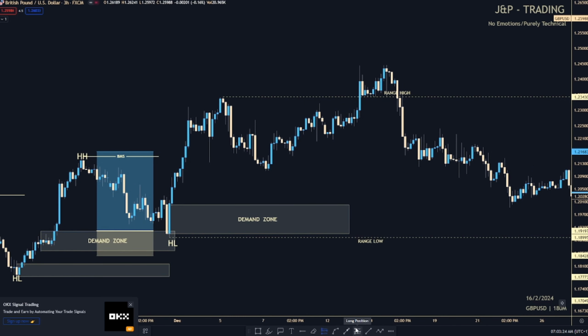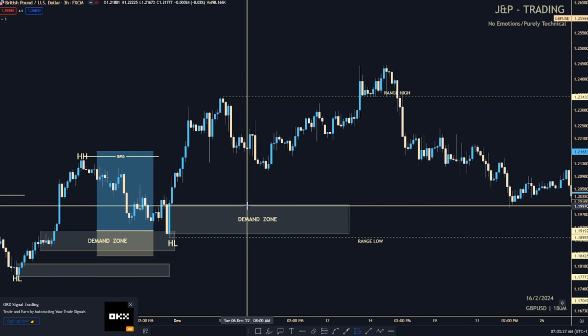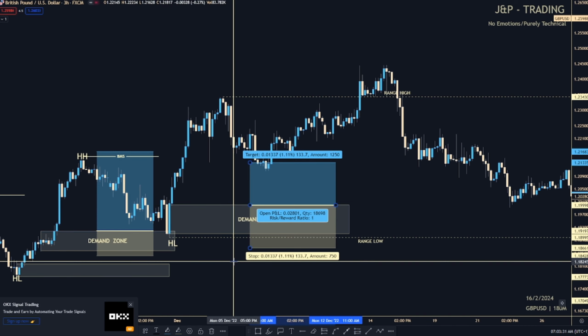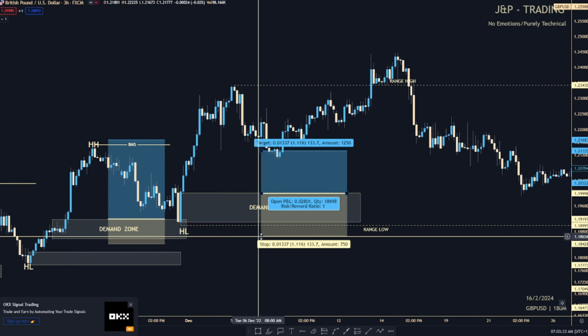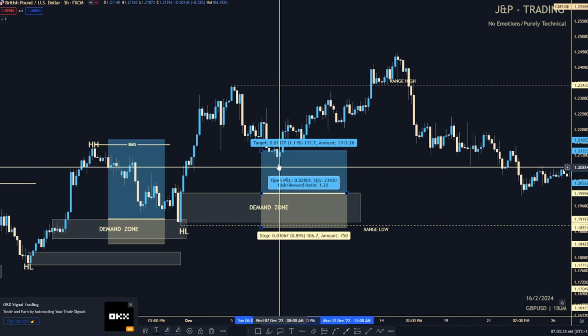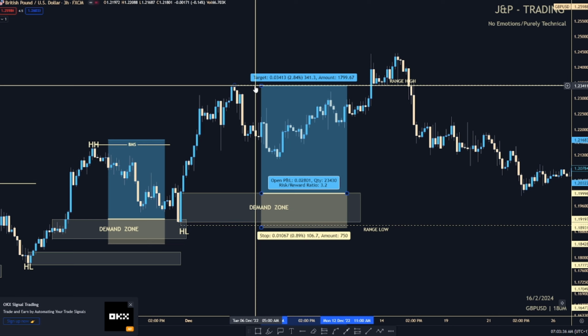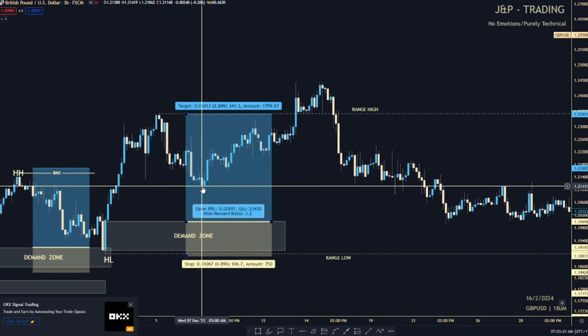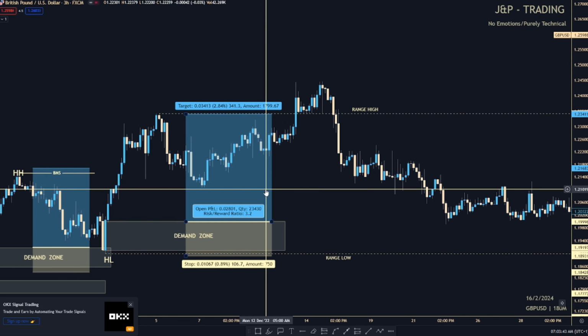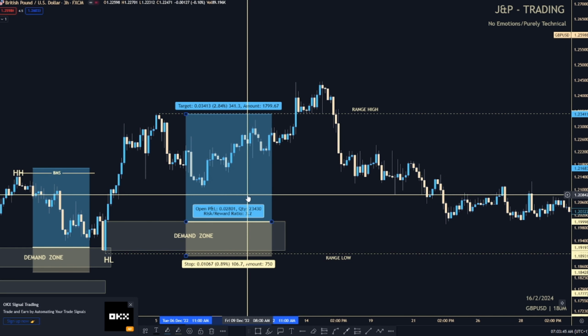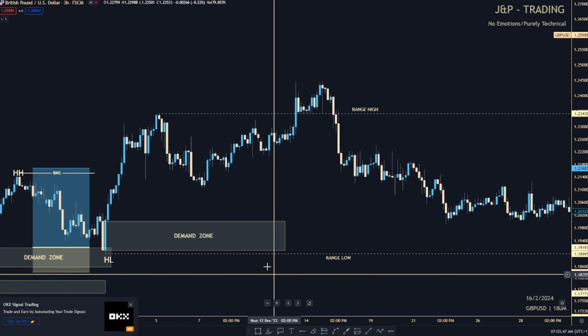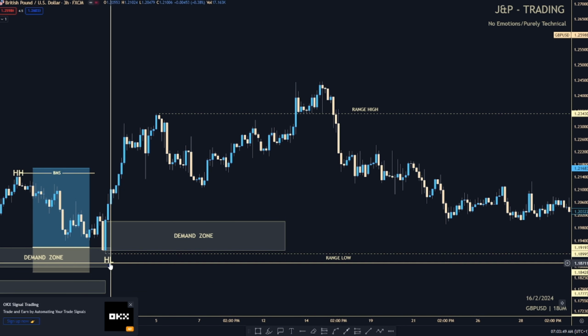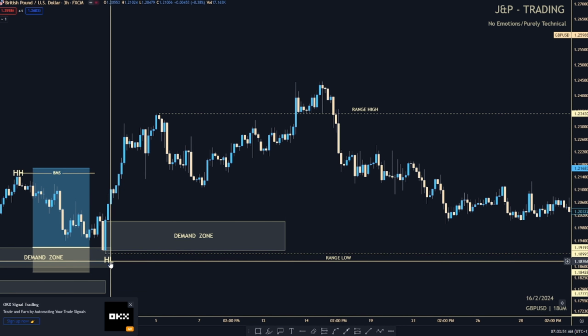Now it becomes an unmitigated demand zone. If eventually the market comes back there in future, we may expect a reaction from the market from that zone, because the zone is not yet tested. But for the fact that the market failed to return to that zone, we have to follow the current range or the current structure that the market has presented. I hope you guys are following.